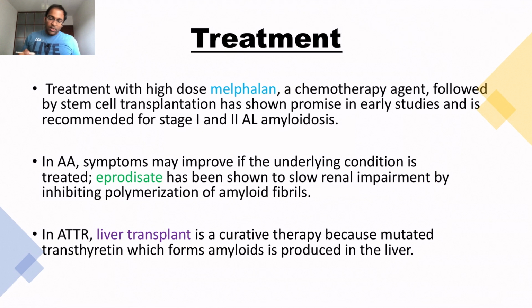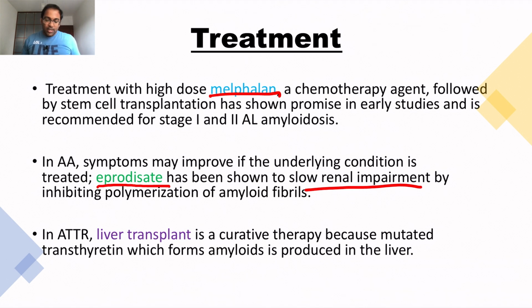Now what is the treatment? Treatment with high-dose melphalan. This is a new therapy. It's a chemotherapeutic agent which is followed by a stem cell transplantation, and they say that it is recommended for stage 1 and stage 2 AL type amyloidosis, so immunoglobulin light chain amyloidosis. If you have an AA amyloidosis, this one makes more sense. You have to give a drug called eprodisate, and it has been shown that it slows renal impairment by inhibiting polymerization of amyloid fibrils.